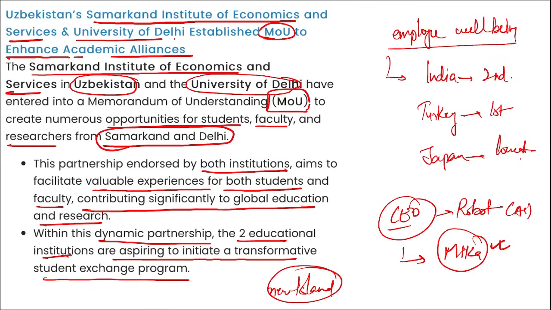Japan recently got a new island because of the undersea volcanic eruption. This was in Japan, right? Japan recently got a new island after an undersea volcano eruption.